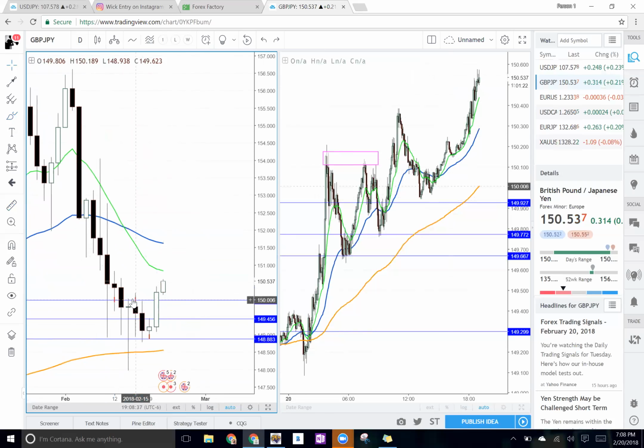All right. So we had this major support right here. Yeah, you can see where a lot of wicks went and tapped that, daily wicks. And it's kind of in confluence with the 200 EMA. It's a little further away from it.